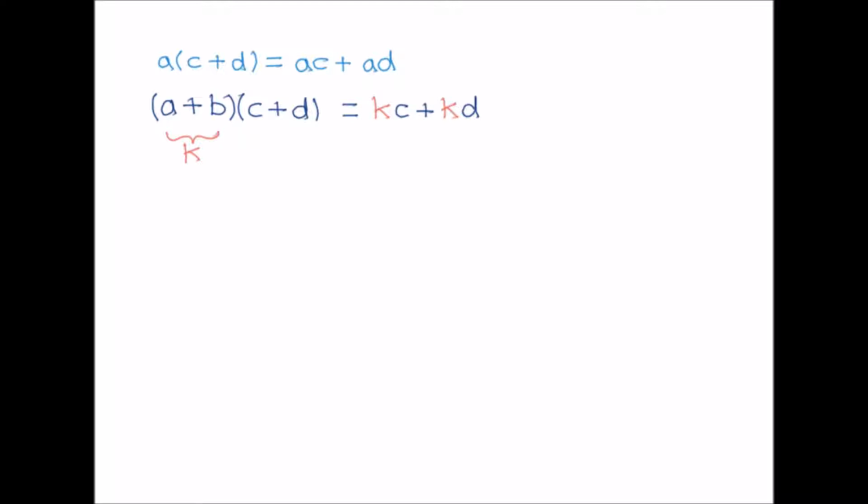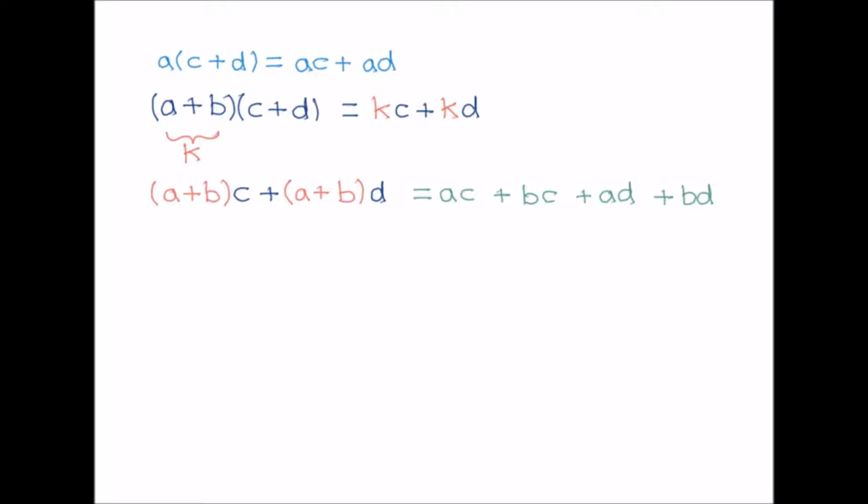So we start out with our expression. And from here, we realize that if you let the binomial a + b equal a constant k, we can use the law of distribution shown above, a(c + d) = ac + ad, and get the following: kc + kd. And plugging back in for k, we get (a + b)c + (a + b)d. And using the law of distribution again, and distributing c into a + b, we get ac + bc. And using the law of distribution one more time, and distributing d into a + b, we get ad + bd.